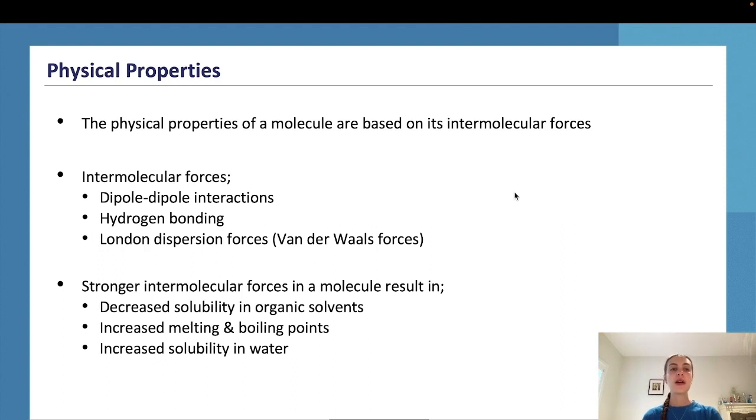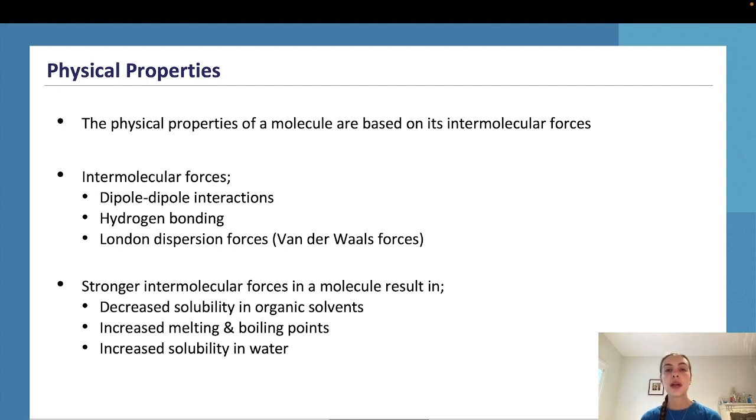So that covers all of our functional groups. So now we're going to go into the physical properties of molecules. These physical properties are going to depend on the functional groups which the molecule has, and this is due to intermolecular forces. Intermolecular forces include dipole-dipole interactions, hydrogen bonding, and London dispersion forces, otherwise known as either just dispersion forces or van der Waals forces.